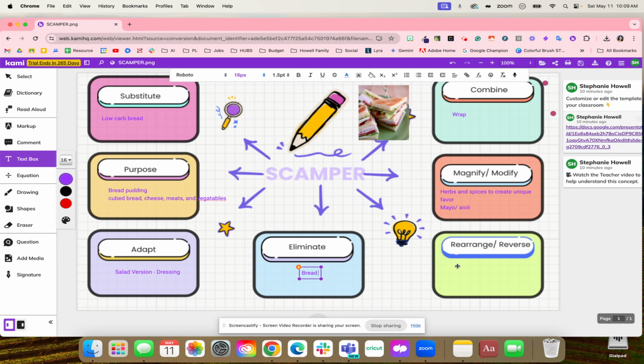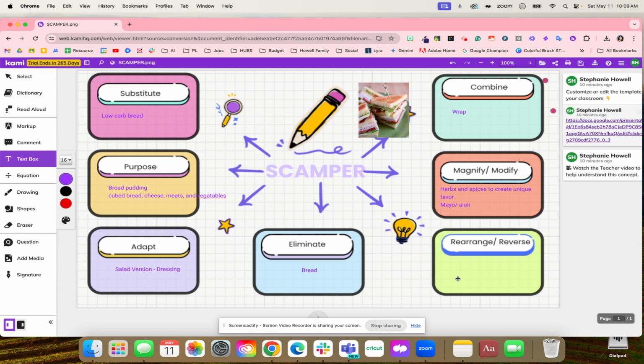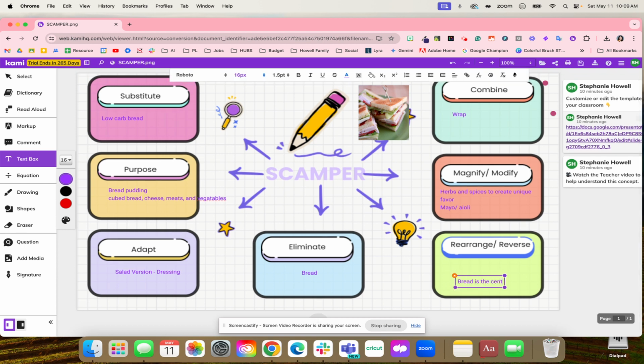And then R is for rearrange or reverse. I'm thinking about my sandwich and how I can reverse the traditional sandwich, which is layers, placing the condiments and spreads on the outside. So maybe my bread is the center and the condiments are on the outside. See how we were able to take this sandwich and re-envision it, and have different types of sandwiches. And it's providing that critical thinking for your students.